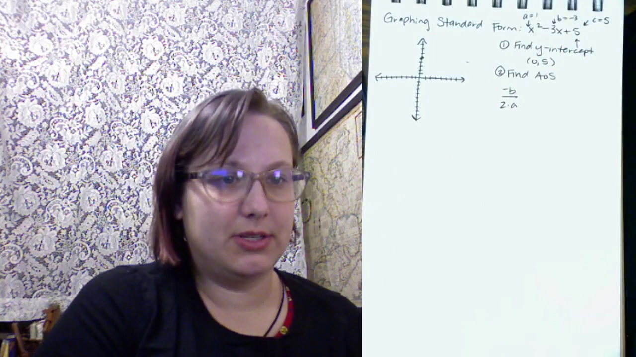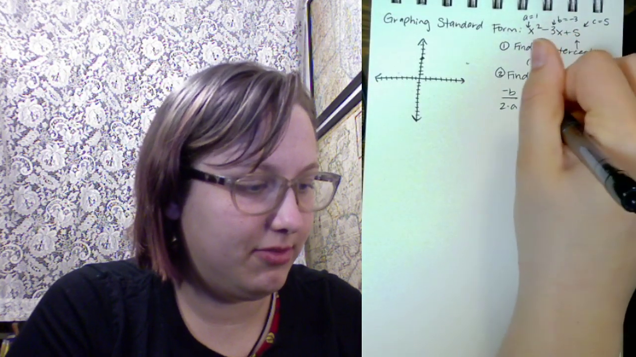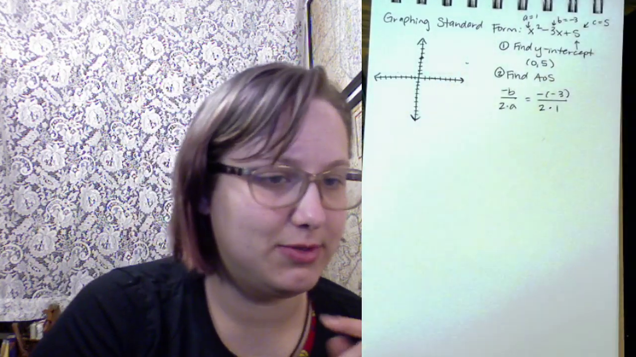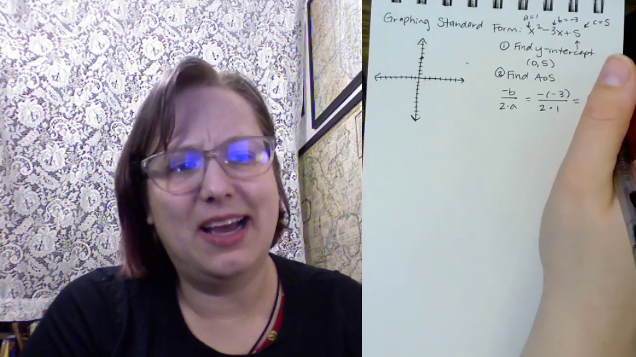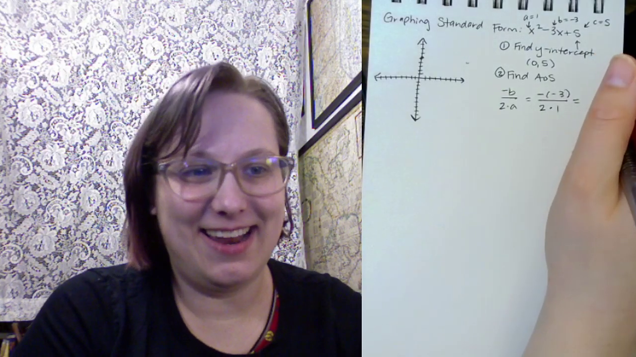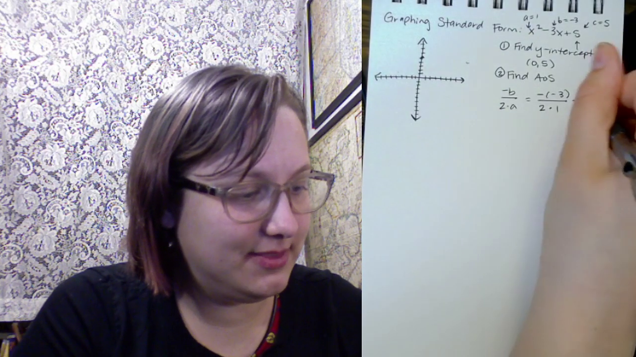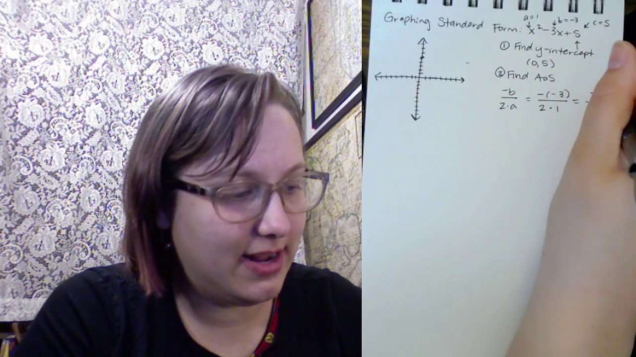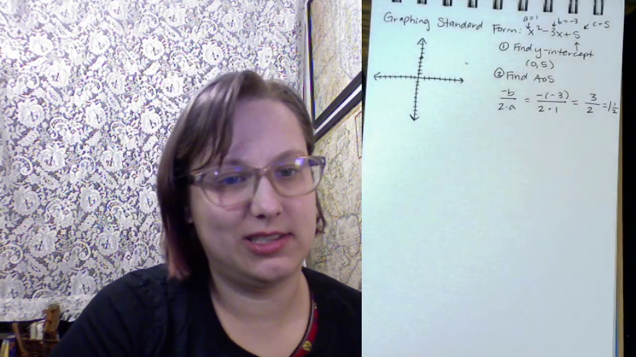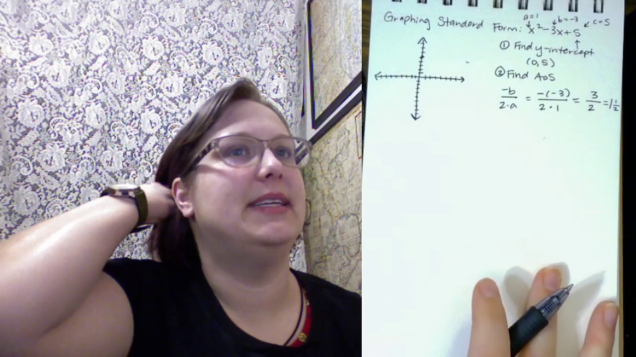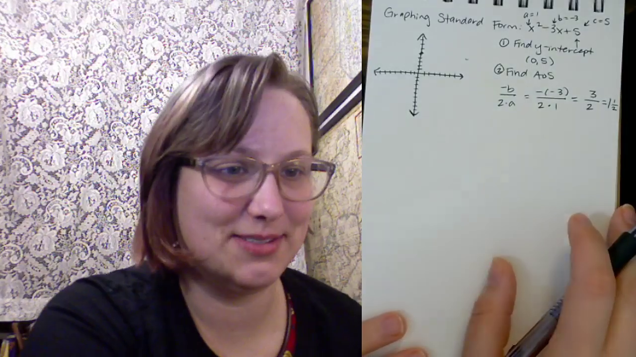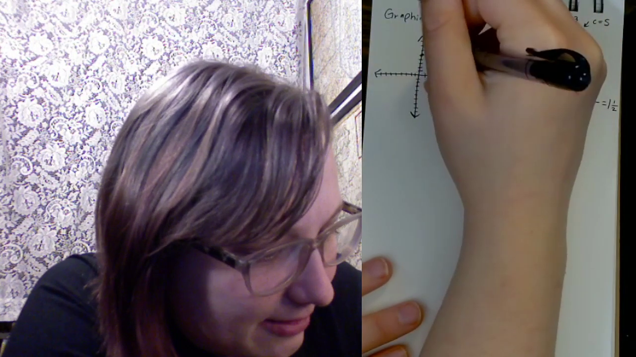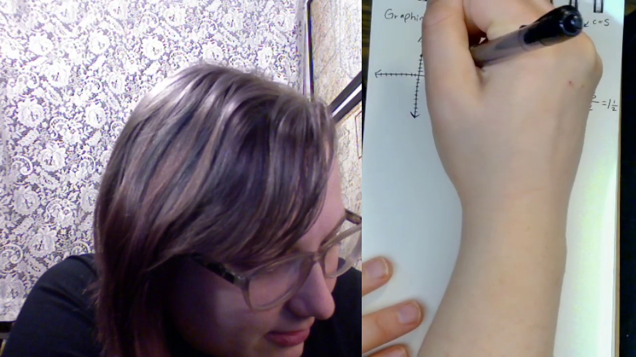Okay, so we're going to do negative 3 divided by 2 times 1. Well, negative negative 3, I picked a really bad one to graph. Negative negative 3 is a positive 3, and 2 times 1 is 2. So that's 1.5. I always pick these to be even numbers, but I didn't even think about it this time. So 1.5, and then I draw the line.